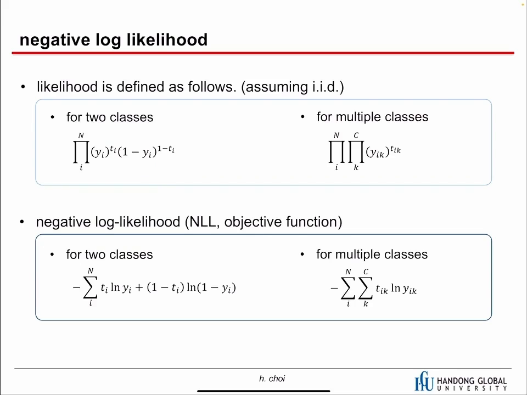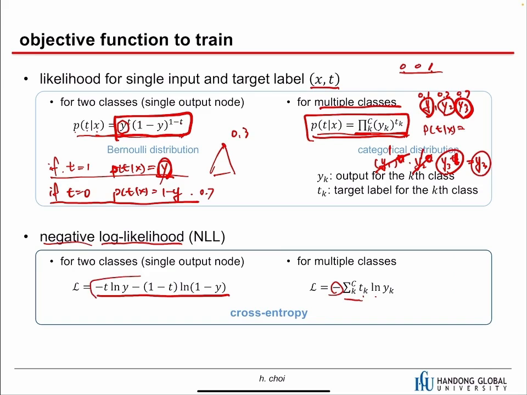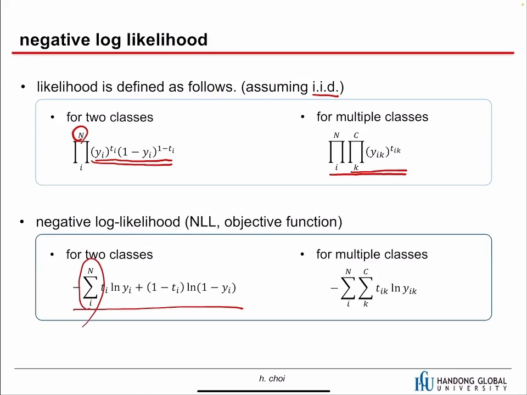Okay, when we have a lot of samples, when we have n samples, then we have to multiply all of them. Right, this one is still a likelihood function, and then we multiply all the samples because we assume that the samples are IID. Okay, for multi-class, then this one is the likelihood, and we have to multiply this likelihood for all the samples. And as we did in the previous slide, we take a log and we negate the log likelihood, so we have this one. So compared to the previous slide, we have this summation. And for multiple classes, we have summation here too.